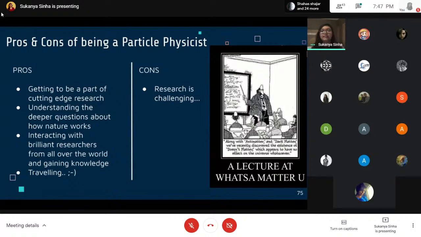This is the biggest experiment mankind has made so far, and you get to delve into the deeper questions that nature works in mysterious ways, and you try to understand how the deeper questions have meaning. You get to meet brilliant researchers who have devoted their entire life to understanding the intricate details of particle physics. And finally, if you become an experimental particle physicist, there are chances that you will be traveling a lot.